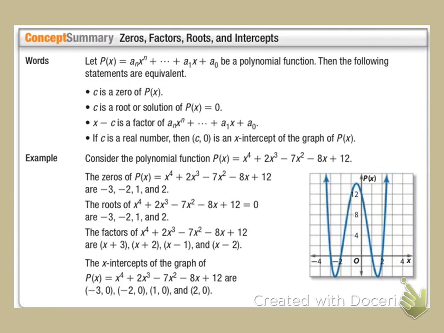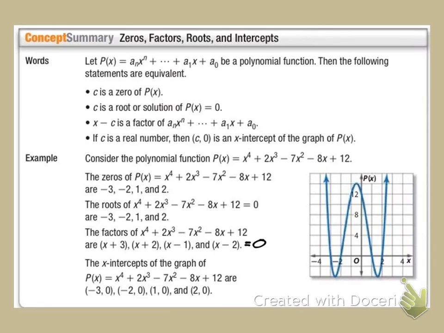The connection to make is this. Your zeros and your roots come from the factors of the polynomial. For example, let's assume that x to the fourth plus 2x cubed minus 7x squared minus 8x plus 12 does factor this way: x plus 3, x plus 2, x minus 1, x minus 2. If you remember from when we were doing quadratic equations, that would all equal what? 0. It would all equal 0.